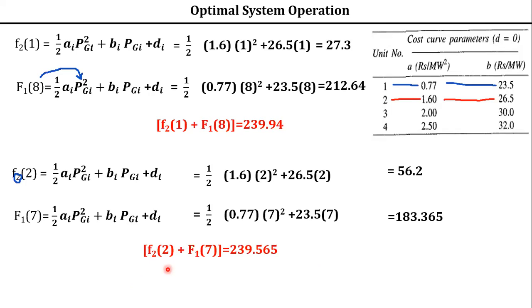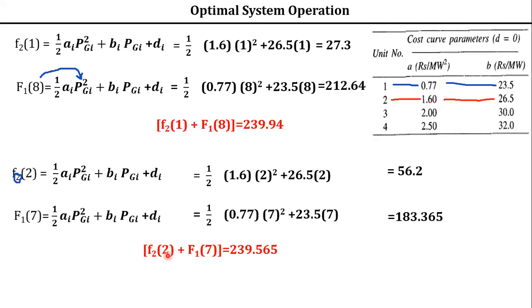If you want better accuracy, you can consider 0.5 megawatt. But you will get more combinations if your increment is less. And if your increment value is more, like 2 megawatt, you will get fewer combinations, but you have to compromise on accuracy. Understood? But a nominal value of 1 megawatt is generally taken, so we have considered that one.